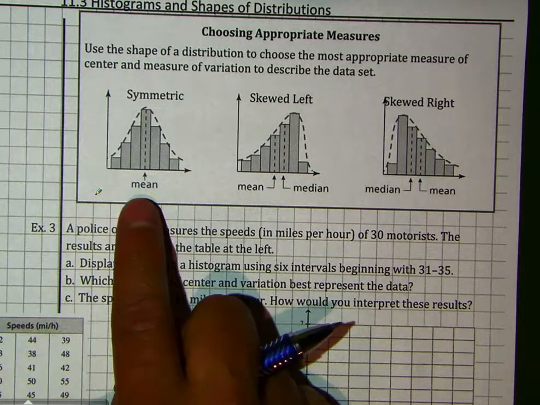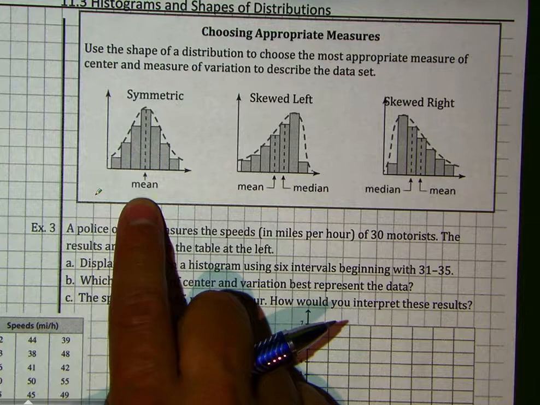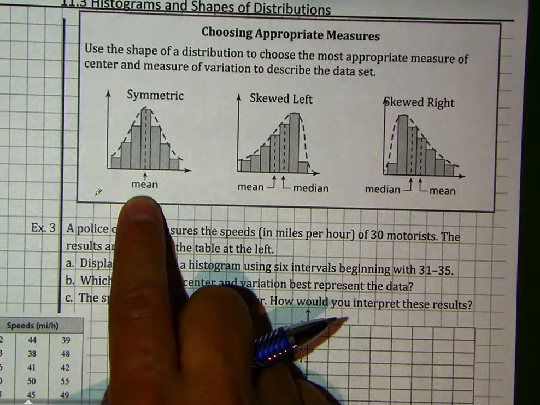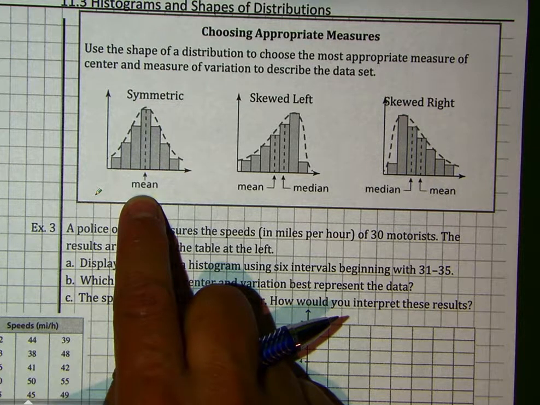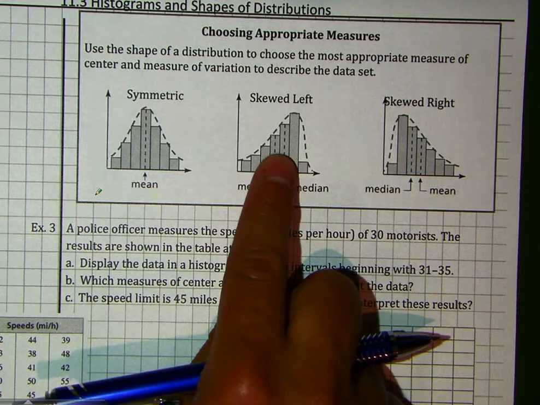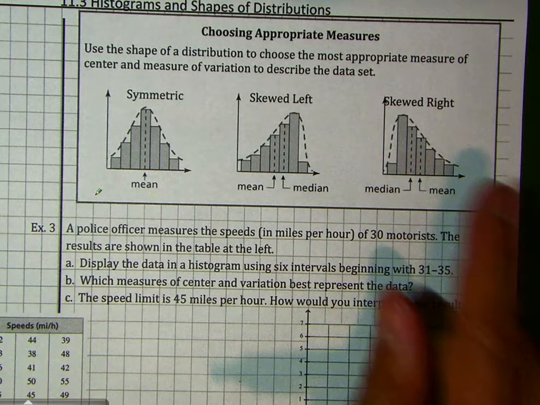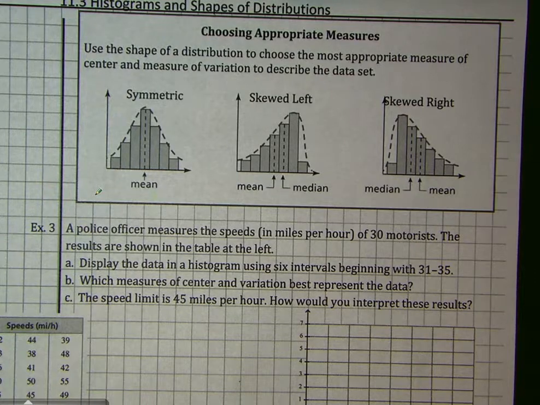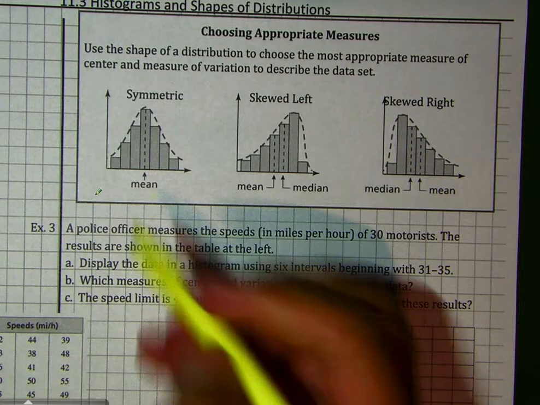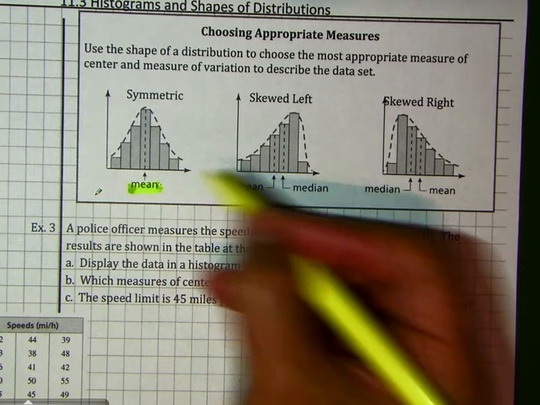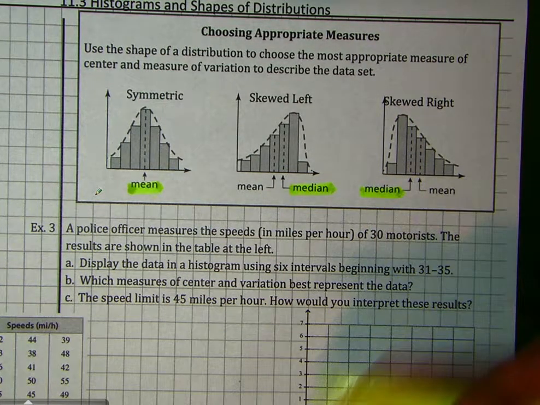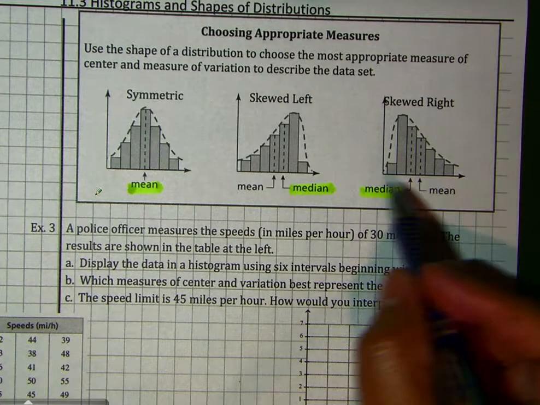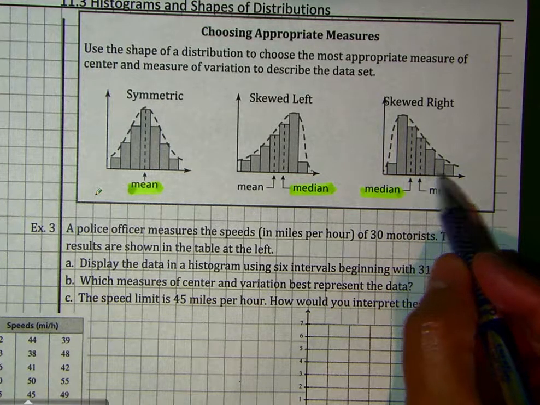Therefore, if it's symmetric, your mean will be more appropriate to describe the data. If it's skewed left or skewed right, your median will be the most appropriate. In this case, your mean will be the most appropriate. In this case, your median will be the most appropriate if it's skewed left or right, because your mean will not be at the center, it will be a little more towards the tail.